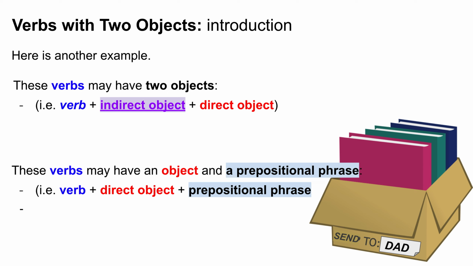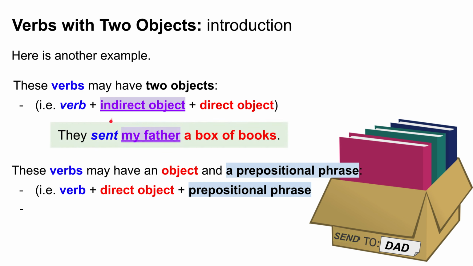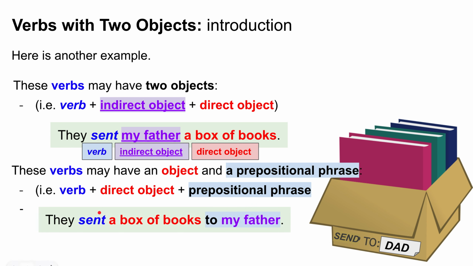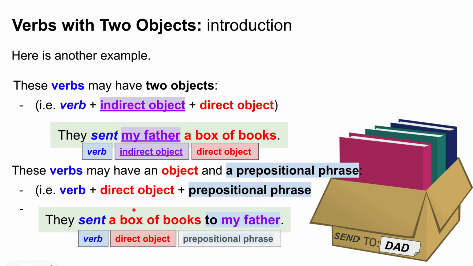Let's look at another example. These verbs may have two objects, an indirect object and a direct object. For example, they sent my father a box of books. Sent is the verb, my father is the indirect object, a box of books is the direct object. These verbs may have an object and a prepositional phrase. For example, they sent a box of books to my father. The verb is sent, the direct object is a box of books, and to my father is a prepositional phrase.